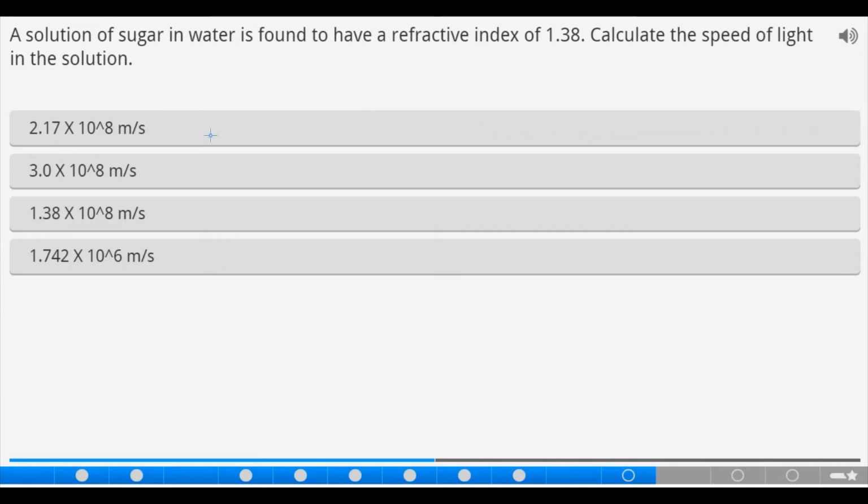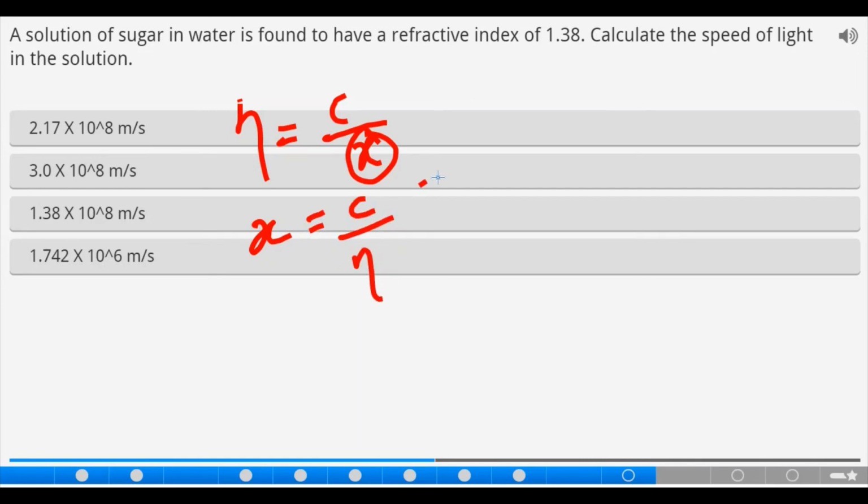Now, this is what happens. Refractive index, just like I mentioned earlier, is what? Speed of light in vacuum, which I denoted with C, divided by what? Speed of light in solution of sugar and water. So let me represent that with letter X. So we are to look for the speed of light in the solution, which is our what? X. X now, by way of rearrangement or change of subject of formula, is equal to X is equal to C over the refractive index.